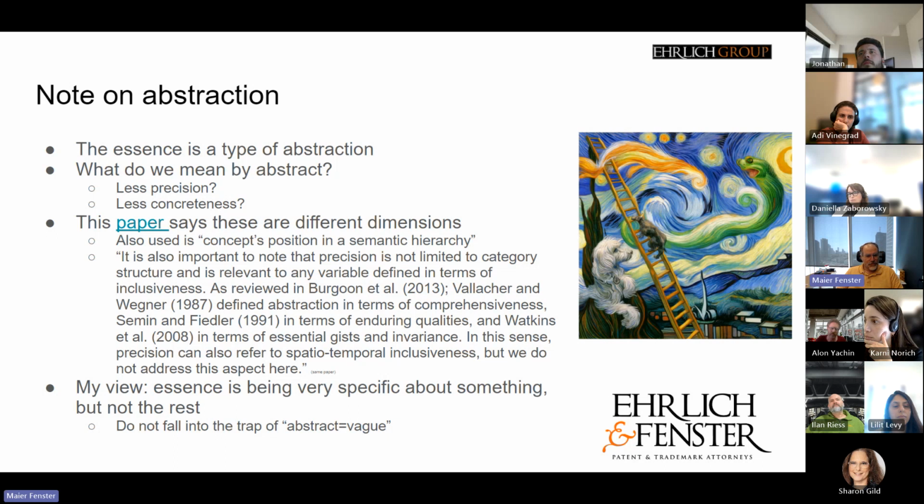Now, my view, and of course there's some link here to other papers that talk about what makes something abstract, and like I said, they're very similar to essence. But in my view, when you talk about an essence, then it's not true that you're less precise. You want to be very specific about something, okay? We want to be essence, not vague. You want to be very specific about something, but try not to be specific at all about anything else.